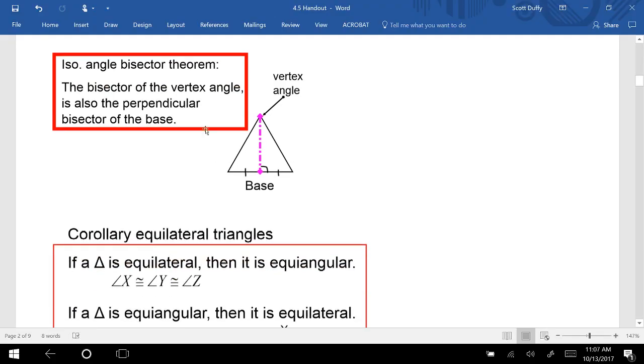The isosceles angle bisector theorem states that the bisector of the vertex angle is also the perpendicular bisector of the base. So, if these sides are equal, the angle bisector cuts it right in half, meaning that both these angles are 90 degrees and that the base is cut in half also.